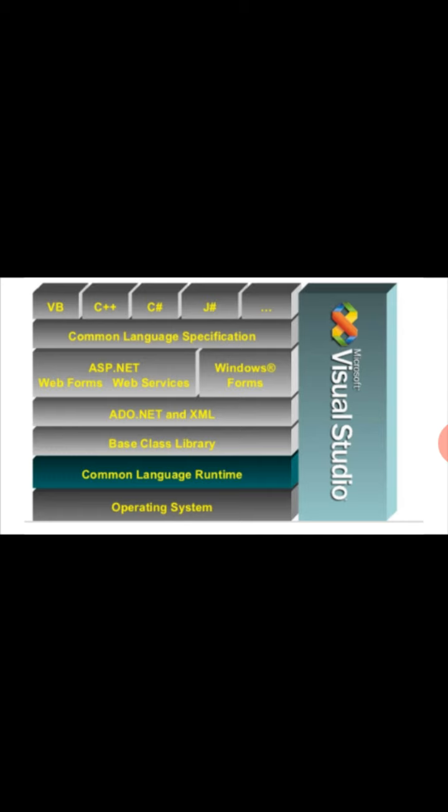In layer 1, we have C Sharp.NET, VB.NET, C++, etc. All of these are supporting languages of .NET. Layer 1 stands for supporting language. In layer 2, we have CLS. CLS stands for Common Language Specification.